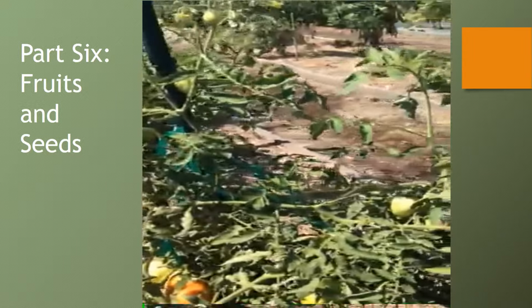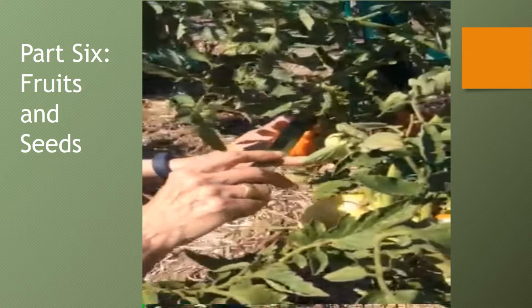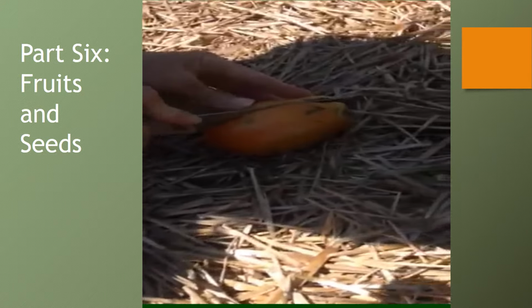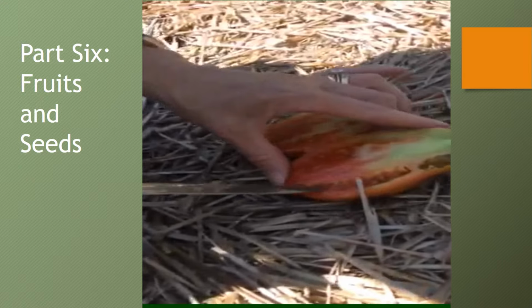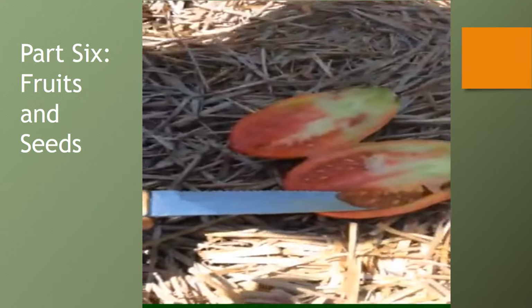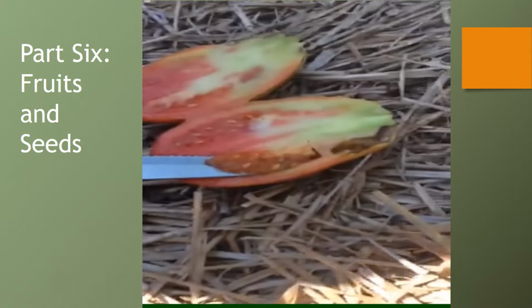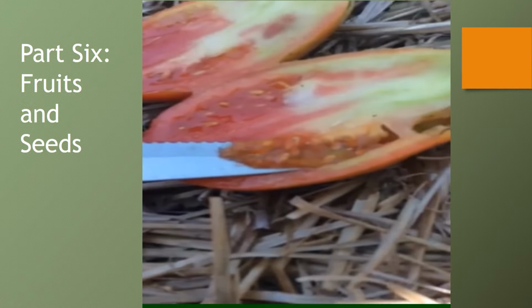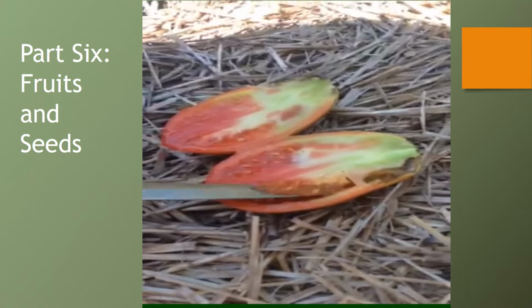Let's examine in more detail the seeds from this fruit. Those are the seeds, which is the next part of the plant we're going to talk about. Seeds are the dormant, tiny plants that have nutrients needed to germinate under the right conditions. The seeds are inside the plant fruit.